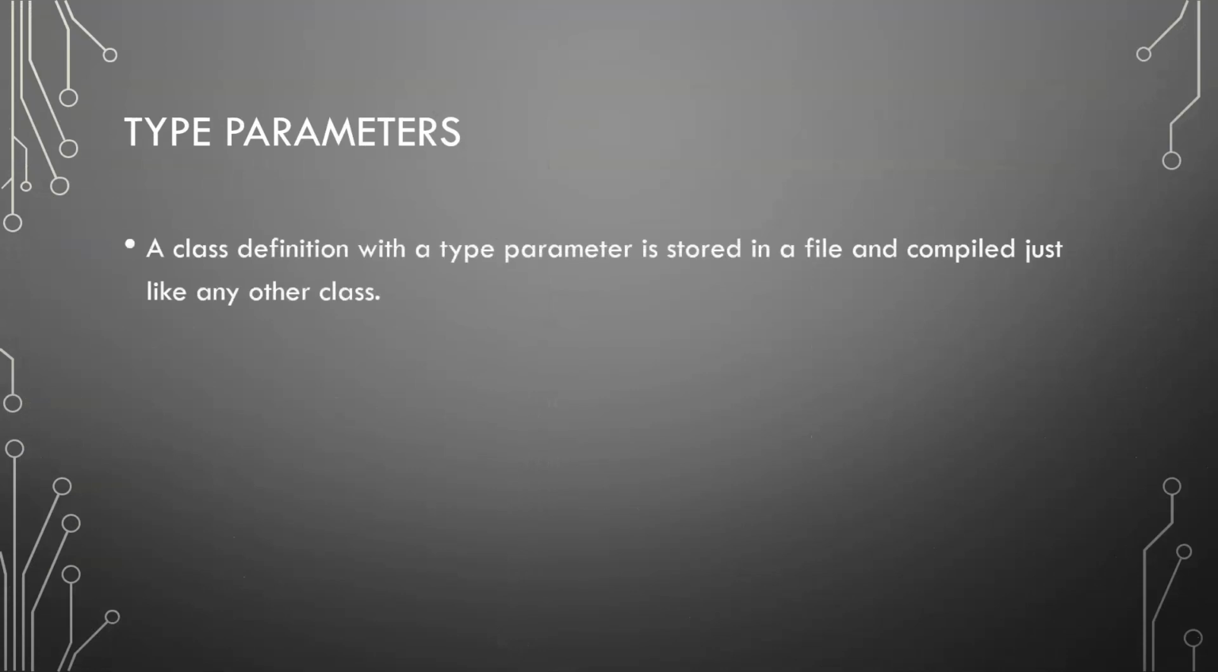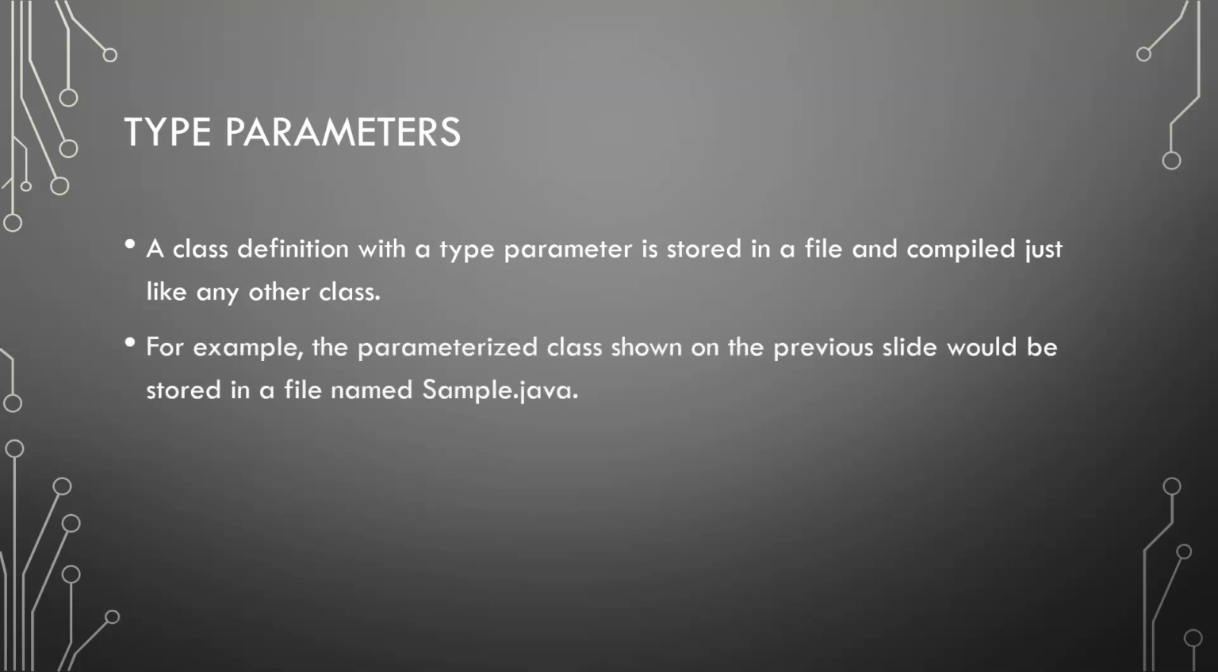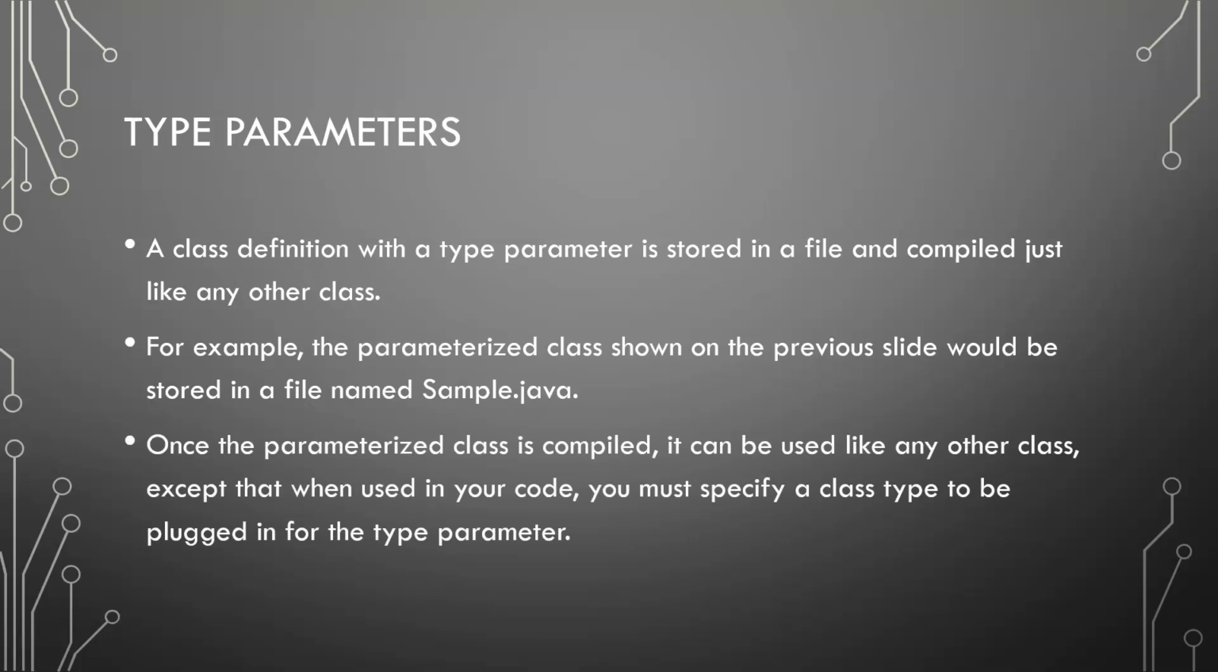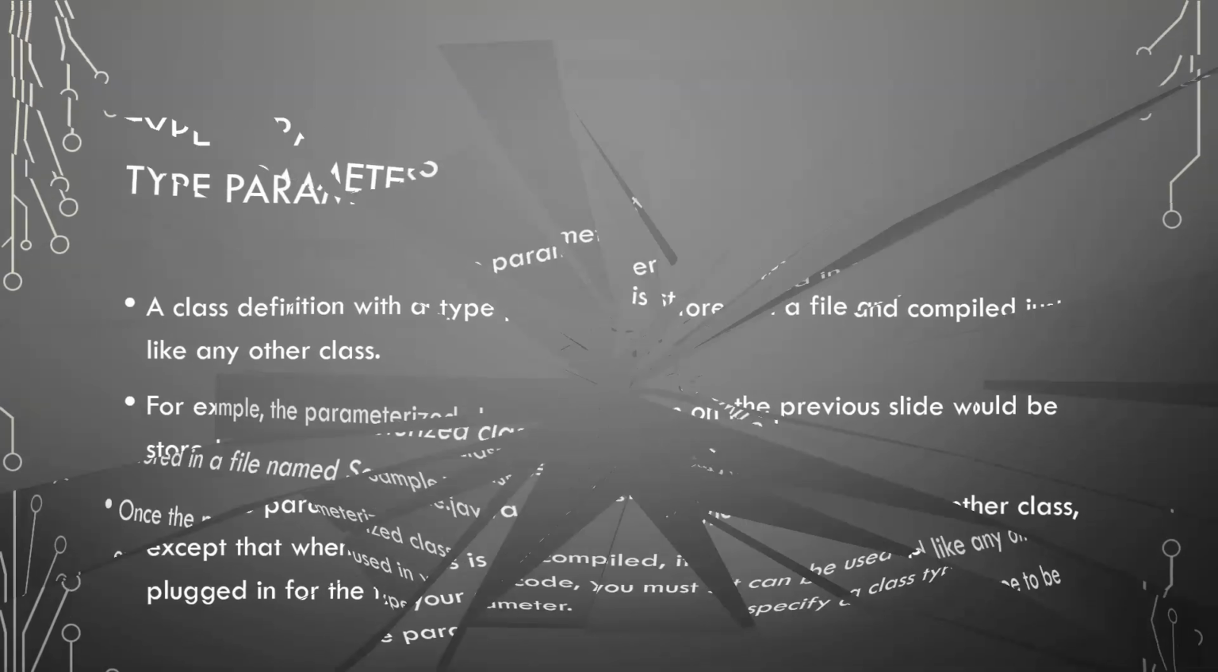Now, a class definition with a type parameter is stored in a file and compiled pretty much just like any other class. So there's not really anything special about how it gets handled. It's just pretty much another class as far as the compiler is concerned. So, for example, the parameterized class shown on the previous slide would be stored in a file named Sample.java. Once the parameterized class is compiled, it can be used just like any other class, except that when it's used in your code, you must specify a class type to be plugged in for the type parameter.